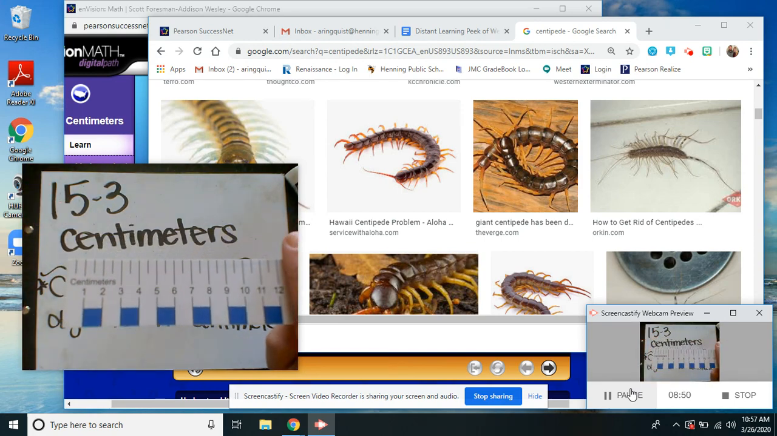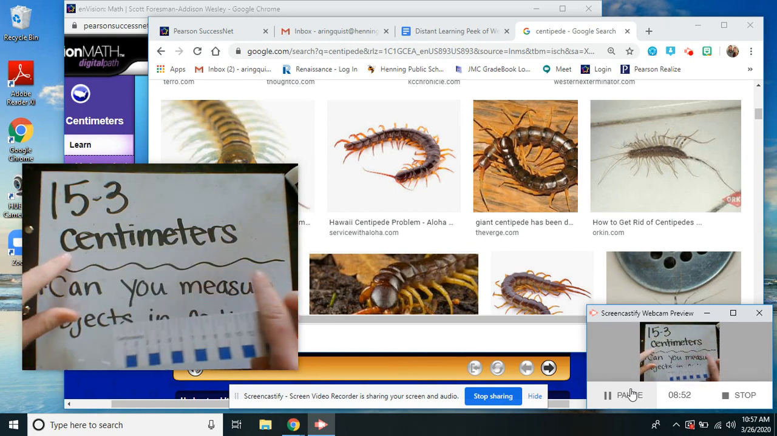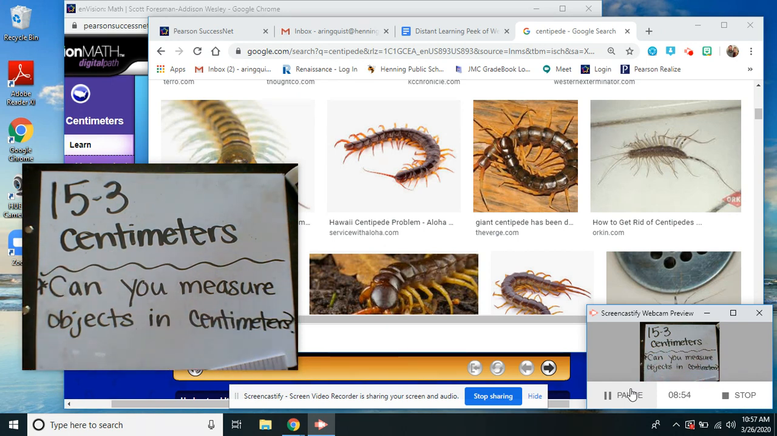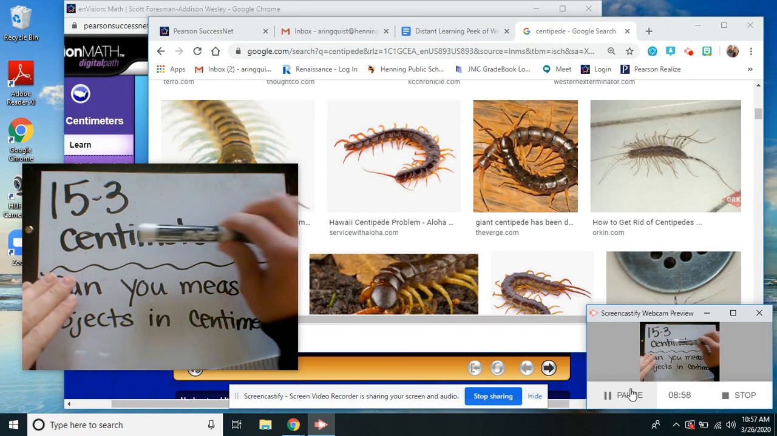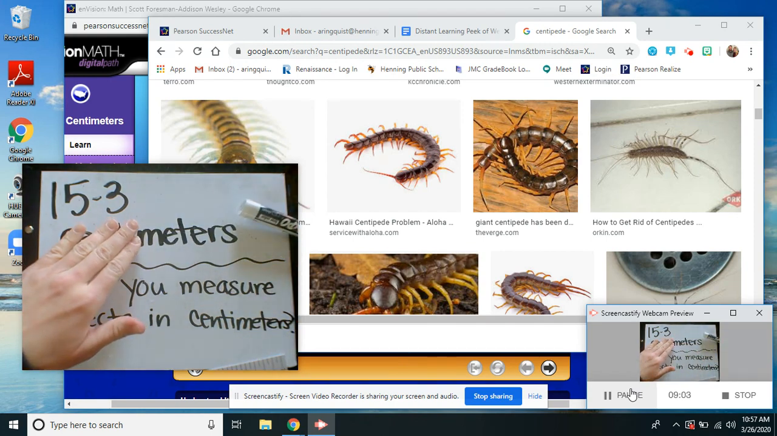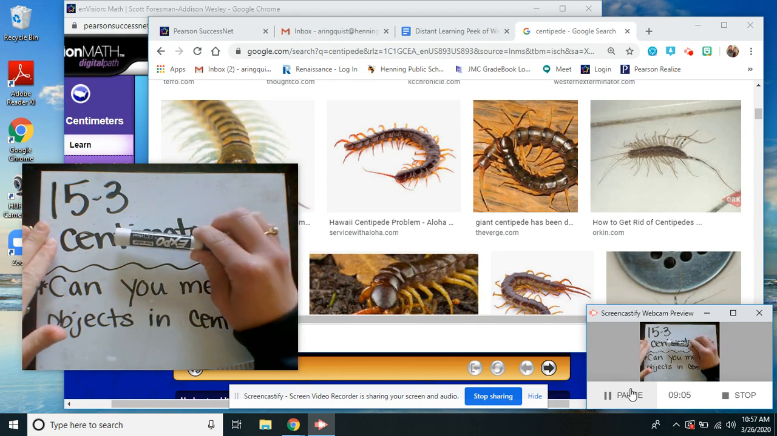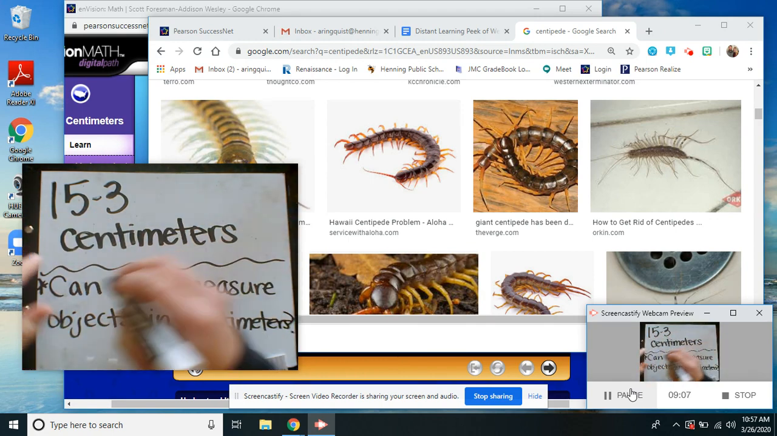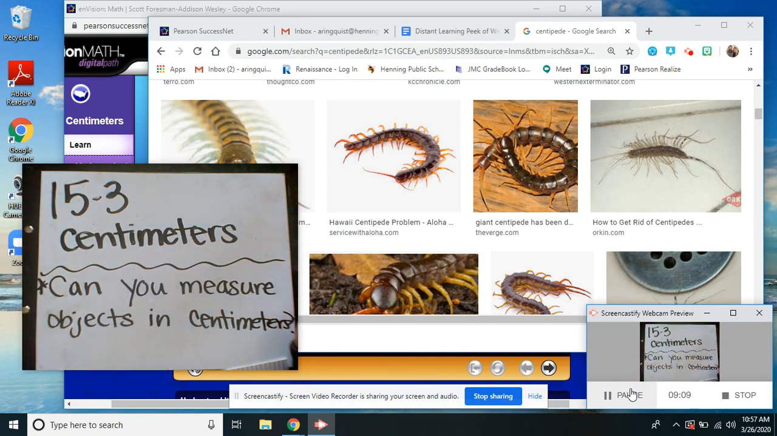Centimeters. Can you say centimeters? Cent, kind of like in our money system, we have cents. It's cent, meters. Centimeters. All right. So let's begin our lesson.